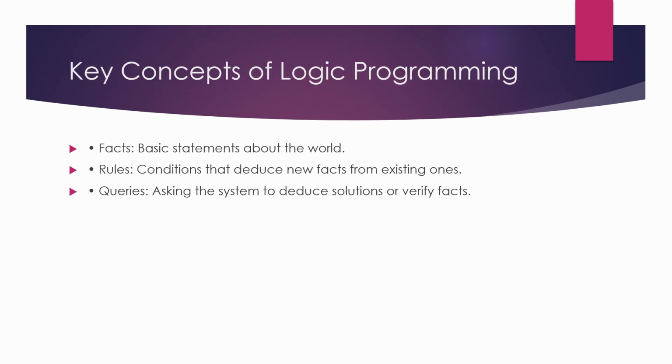Let's explore the key concepts in logic programming. First, we have facts, which are basic statements about the world. For example, John loves Mary. Next, we have rules, which allow us to infer new facts from existing ones. An example of a rule could be, if John loves someone and that person loves Mary, then John loves that person. Finally, we have queries, which are how we ask the system to deduce solutions or verify facts.